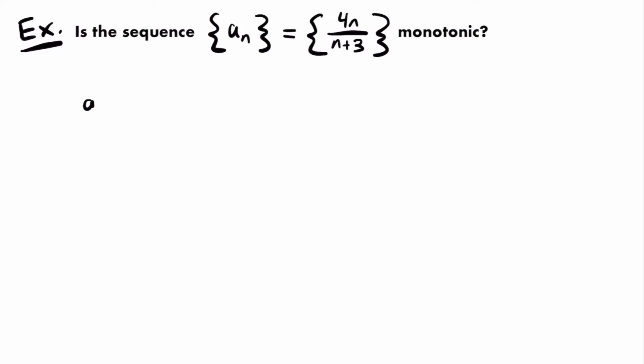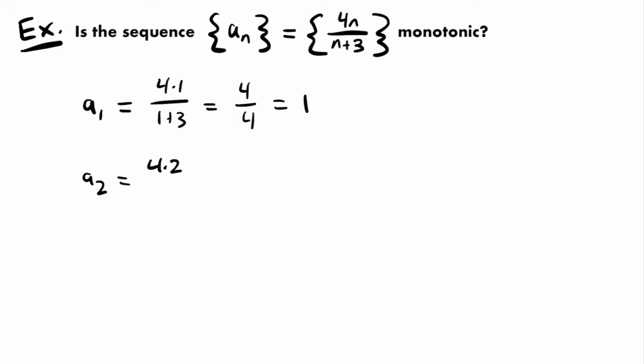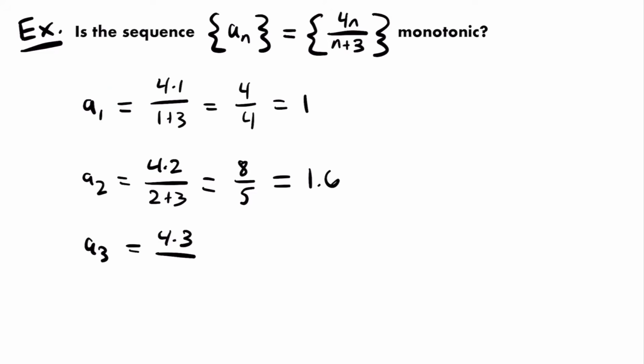So first we're going to have a sub 1, where n is equal to 1, and so that will be equal to 4 times 1 divided by 1 plus 3, and that will simplify to be 4 divided by 4, and that's equal to 1. Now let's work on a sub 2. So a sub 2 will be equal to 4 times 2 divided by 2 plus 3, and that will simplify to 8/5, and that in decimal form is 1.6. Then a sub 3 is equal to 4 times 3 divided by 3 plus 3, and so that's equal to 12/6, and that is equal to 2.